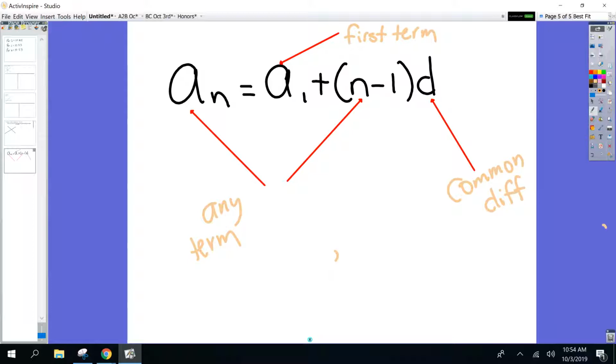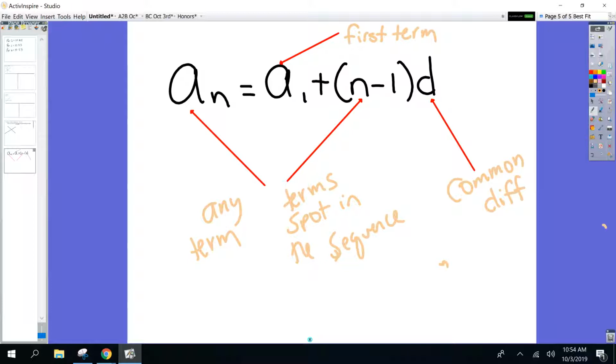Everyone good there? Because you are going to find out when you go in your group assignment today that you could be solving for D, and you need to know what to plug in for the rest. You could be solving for A1. What do I plug in for the rest? Okay? So I'm going to say term spot in the sequence. Okay, so everyone good there? You're going to use that formula again today.